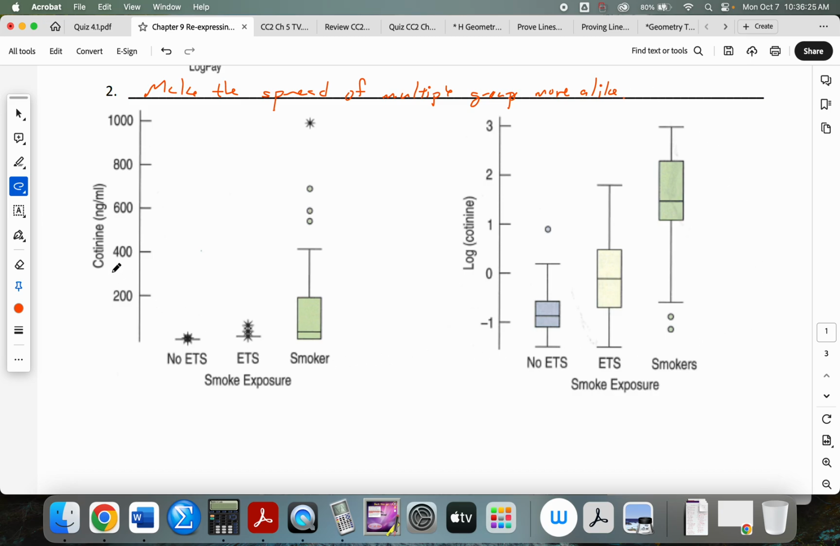So this is smoke exposure. And I'm trying to remember what ETS stood for. It's basically secondhand smoke, I think is what that was. So none, some, ETS, and actually someone who smokes. And this is the cotinine levels in their body.